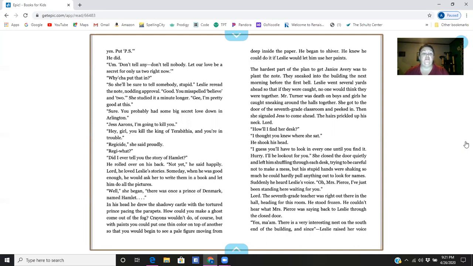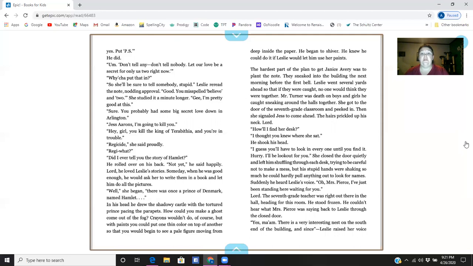In his head, he drew the shadowy castle with the tortured prince facing the parapets. How could you make a ghost come out of the fog? Crayons wouldn't do, of course. But with paints, you could put one thin color on top of another so that you would begin to see a pale figure moving from deep inside the paper. He began to shiver. He knew he could do it if Leslie would let him use her paints.